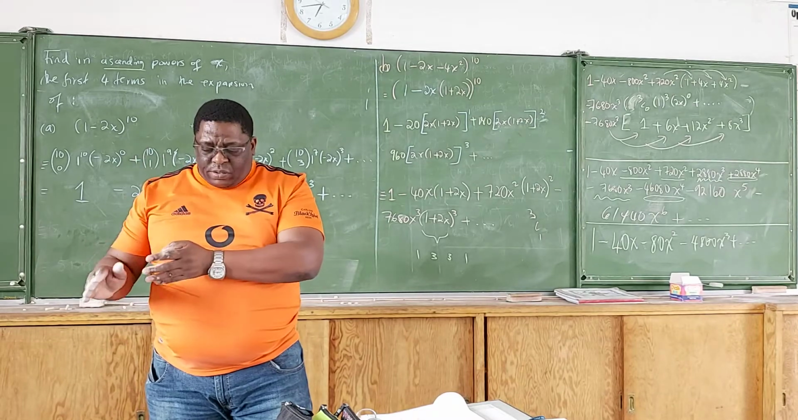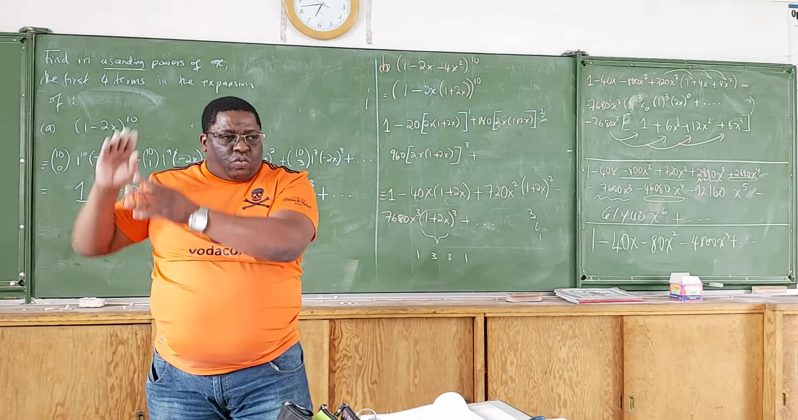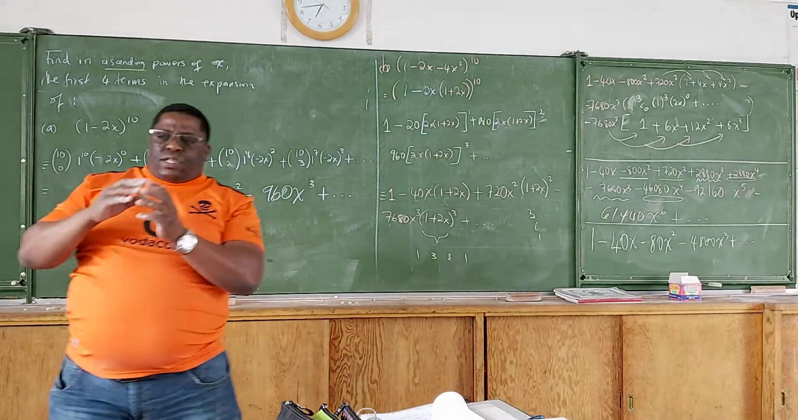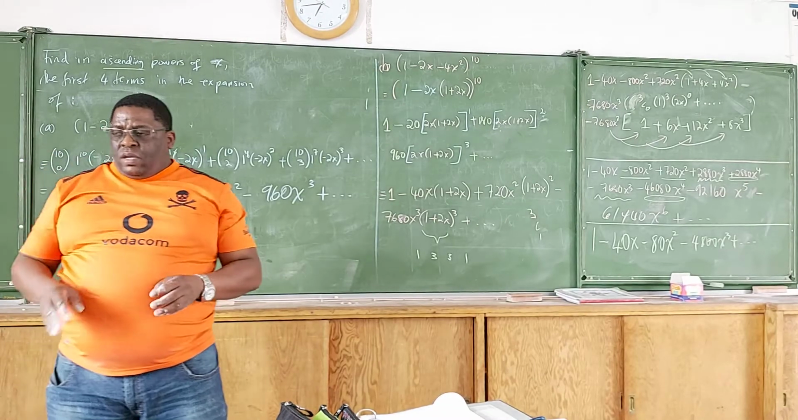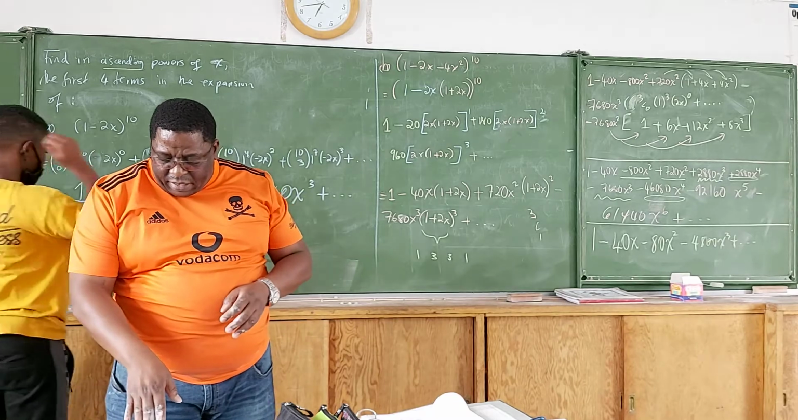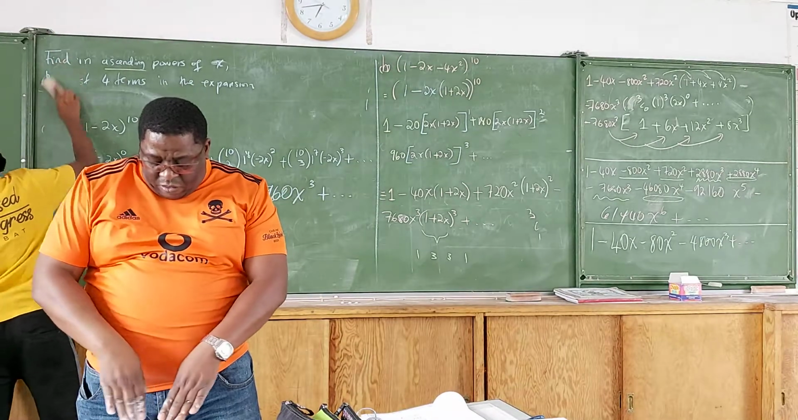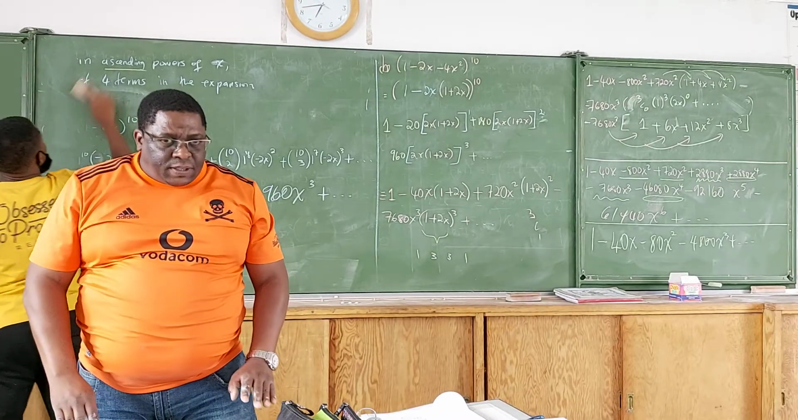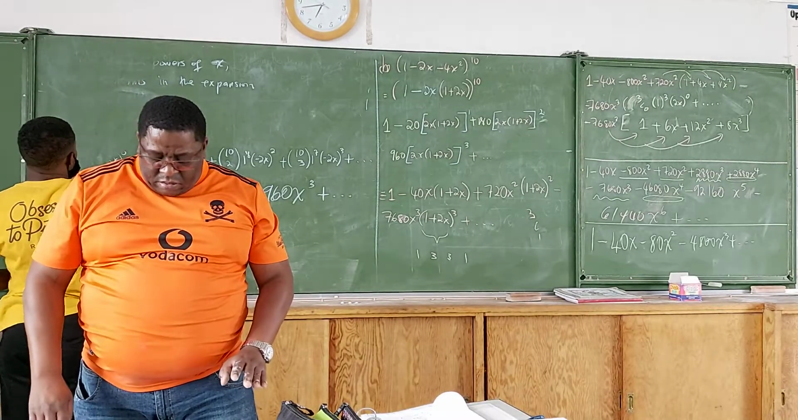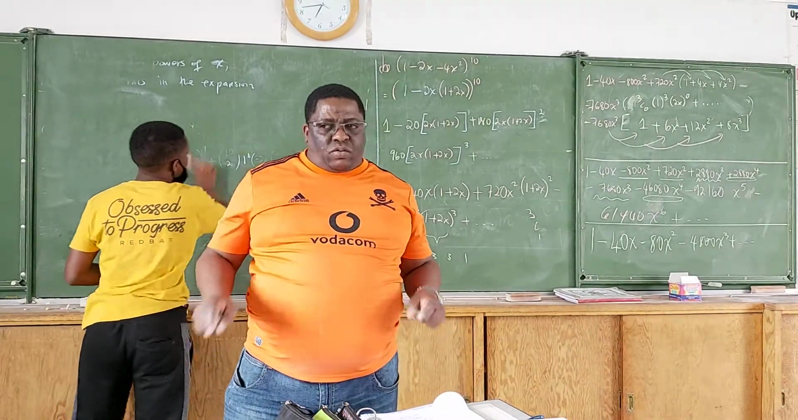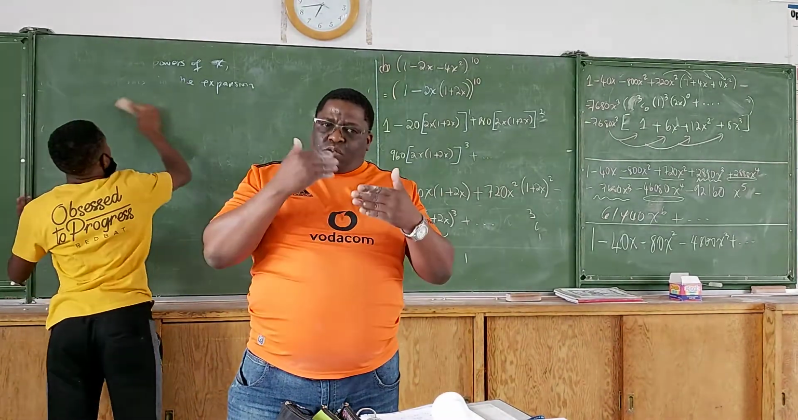4C0, 4C1, 4C2, and then the powers of the first one decrease. The powers of the second term increase. And then you only do, because they say all the way up to the power 4, so you need to have 5 terms at the end. Does that make sense? Yes. Good.